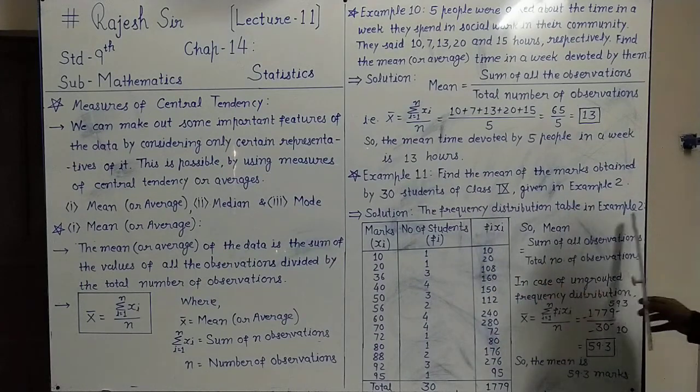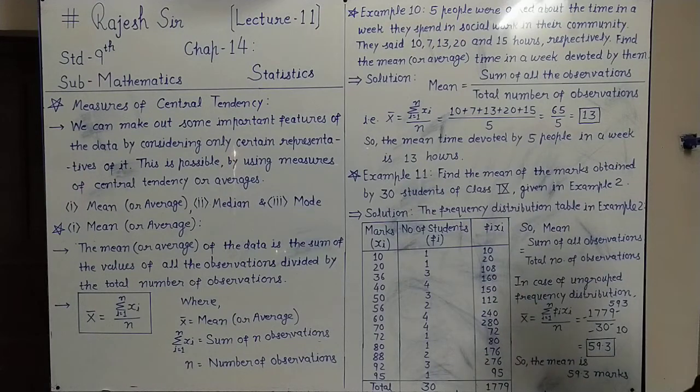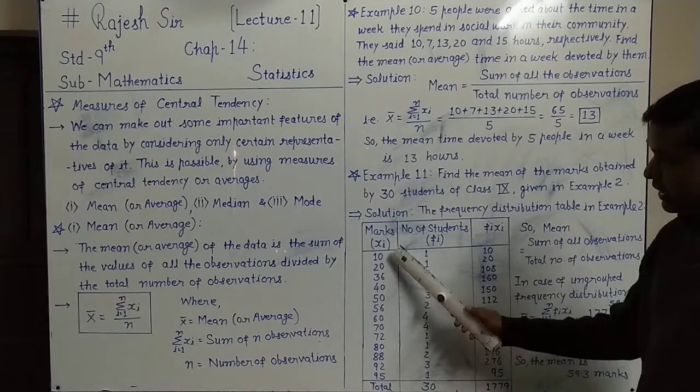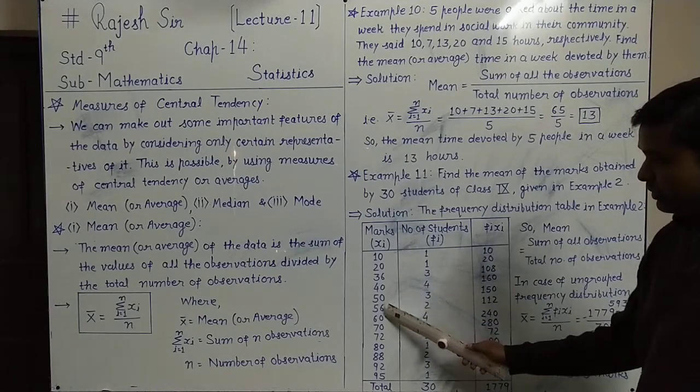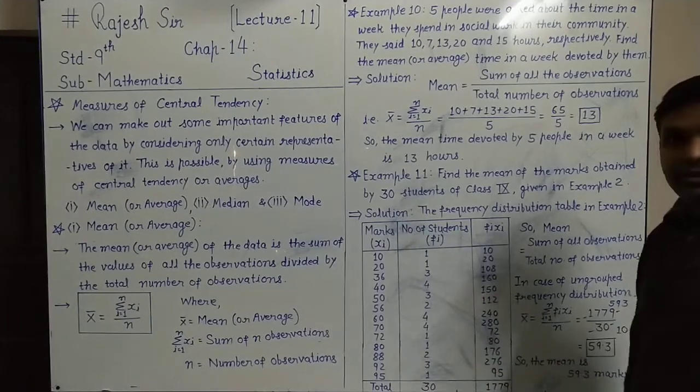The frequency distribution table in example 2, which we did in one of the previous lectures: the marks are of different types. They are 10, 20, 36, 40, 50, 56, 60, 70, 72, 80, 88, 92, 95. These types of marks were there.